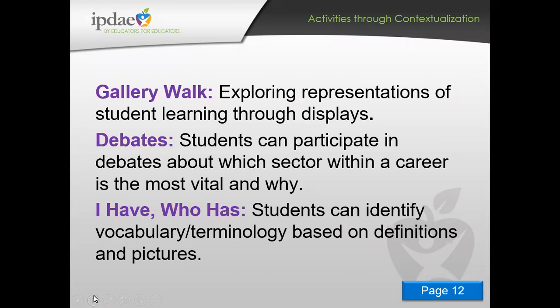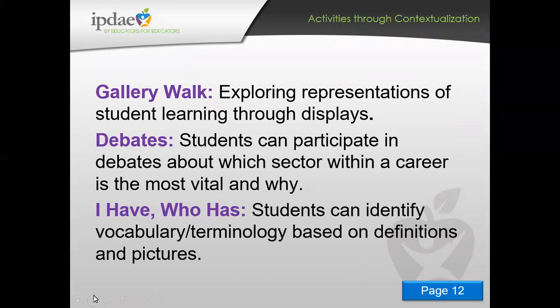So an example of an I have, who has game in the healthcare sector. And this game would be students will identify common medical instruments by explaining their functions and sterilization methods. So here's an example. I have a blood pressure cuff. Who has an instrument that is used for listening to the action of someone's heart or breathing?